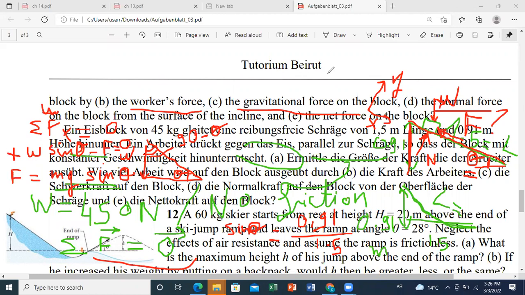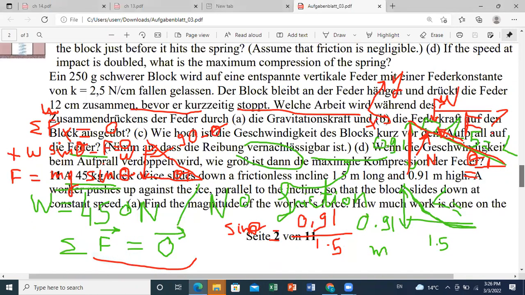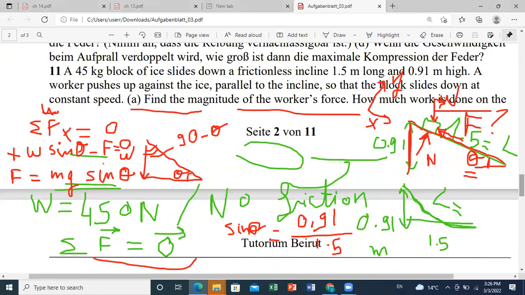Can you tell me what will be the net work before we do any calculation? What will be the net work on the block in this problem? And when you do the sum of work, what will be the value of the sum of work of forces in this problem?